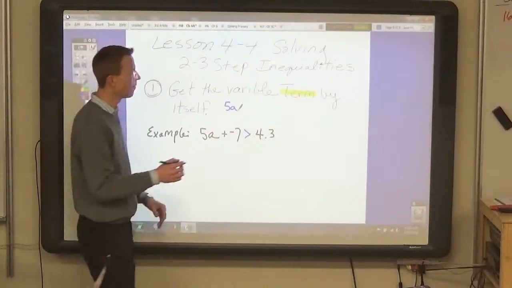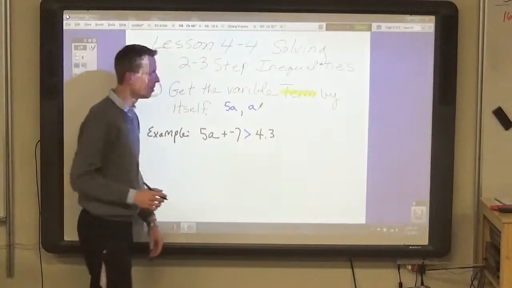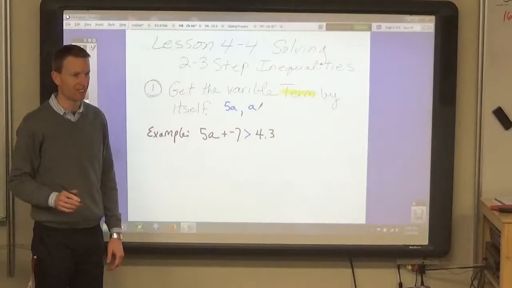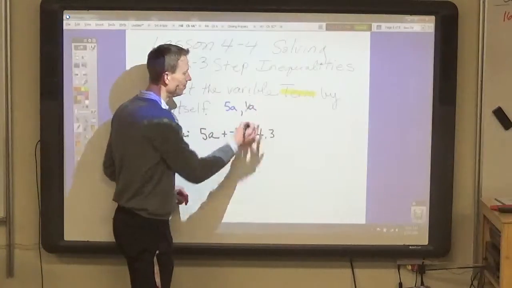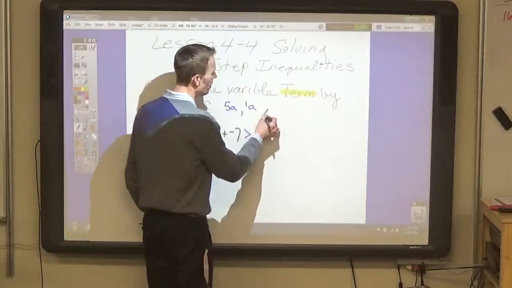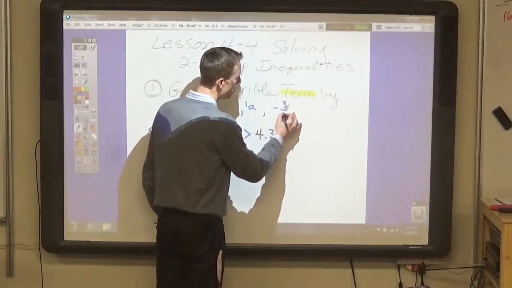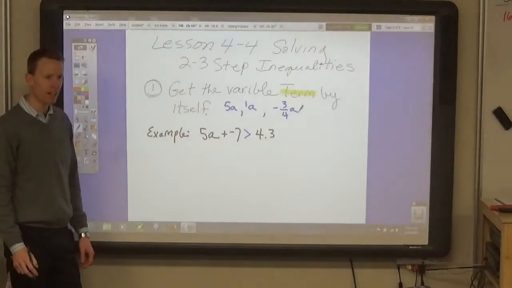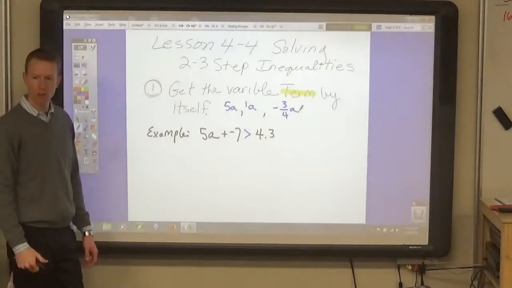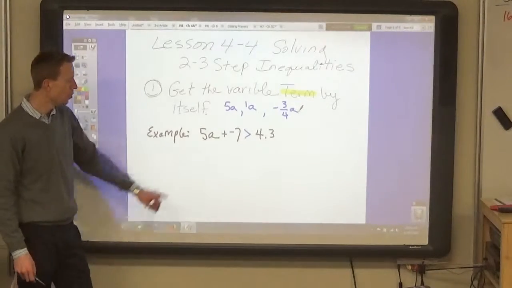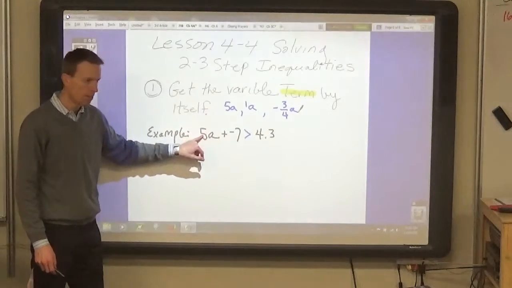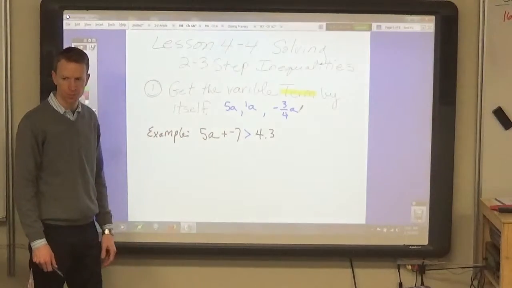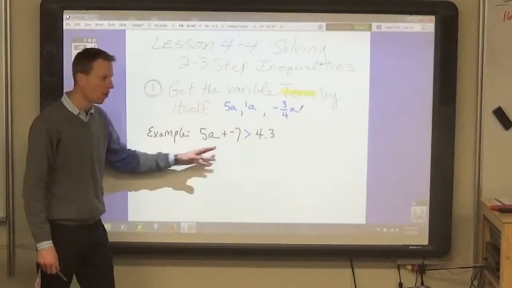Okay? What if it's just a? Is that a variable term? Yeah. It's 1a, isn't it? What about negative 3/4 a? Is that a variable term? Yep. And so the first thing we want to do in solving this is get the variable term by itself or isolated on one side, either on the left side or on the right side.